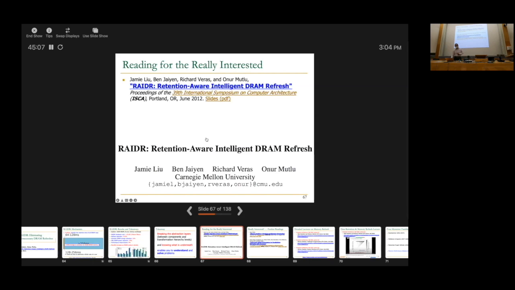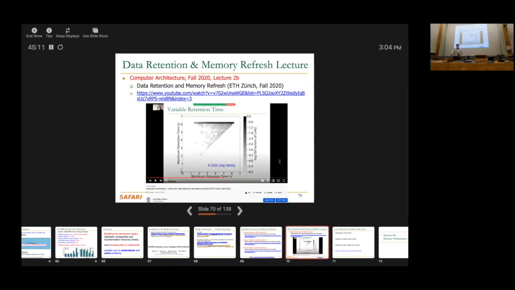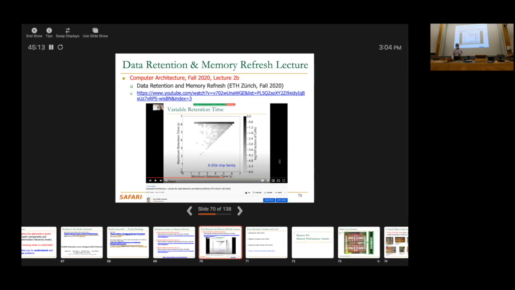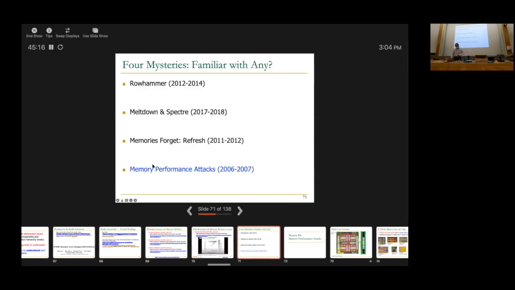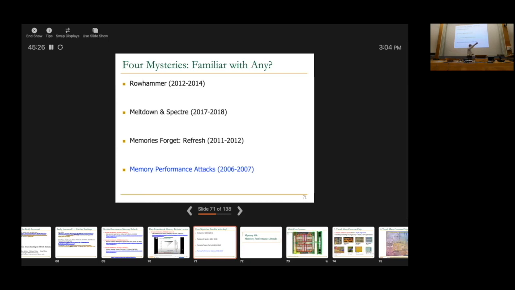And this is the paper, if you're really interested. And there are further readings as well and detailed lectures on memory refresh. And if you want to learn about Bloom filters, we actually talk about Bloom filters in this lecture. But unfortunately, I don't have time for that right now. I can take a quick question on this. Any thoughts? Is there a way to fix the problem in a better way? Okay, one more.